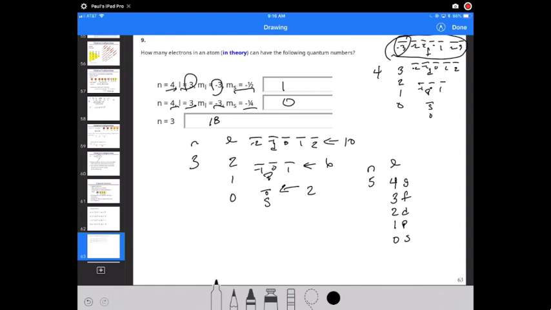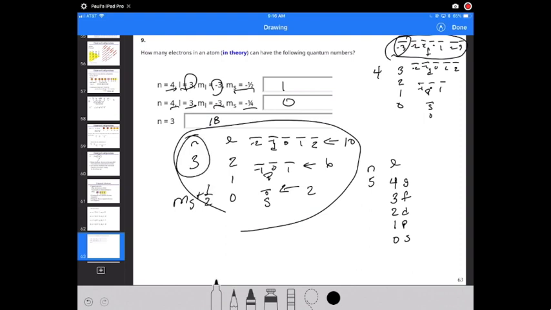Now, if it was just N5, there's going to be a lot of electrons that are available. It's just a longer problem, okay? But you do it the same way as I did this 3, okay? What if I did N3, and then I said the M sub S is a plus 1/2? So I gave this value, and I gave that value. How would that change that answer from 18?